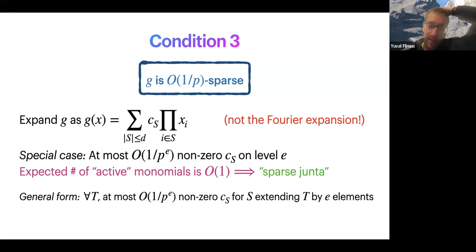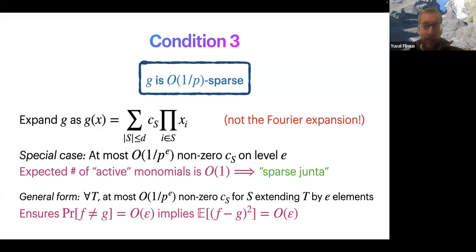And here's the action condition. For all sets T, if you look at all the sets S extending T by E elements, I want at most order 1 over p to the E of them to be non-zero. This is like looking at the links in the support hypergraph of the function. Let's not worry about it too much, although this is the action condition. This is a kind of hereditary form of this condition here that is conserved by substitution, but let's not worry about it. This is just some condition that we need.